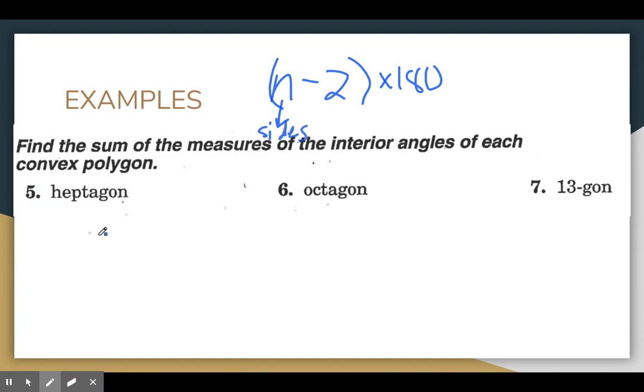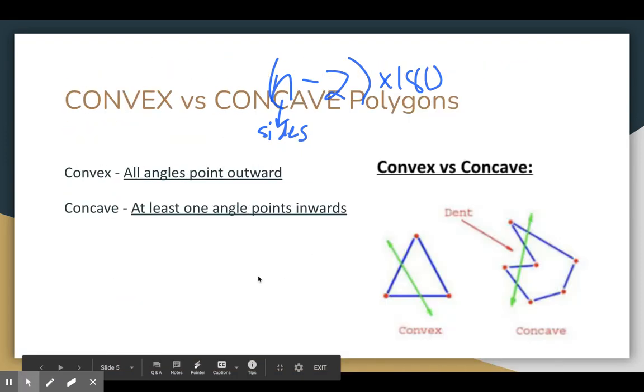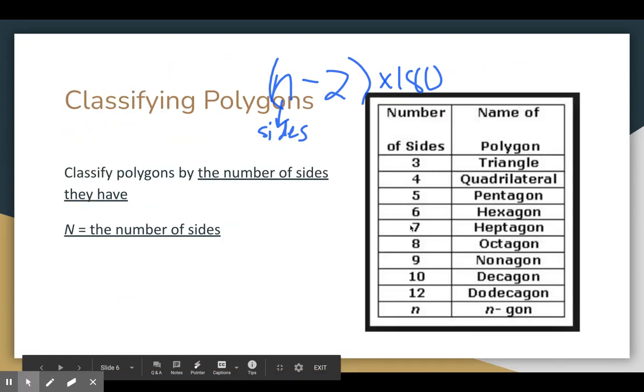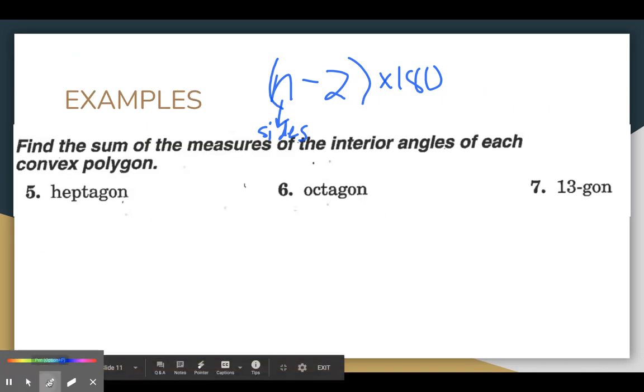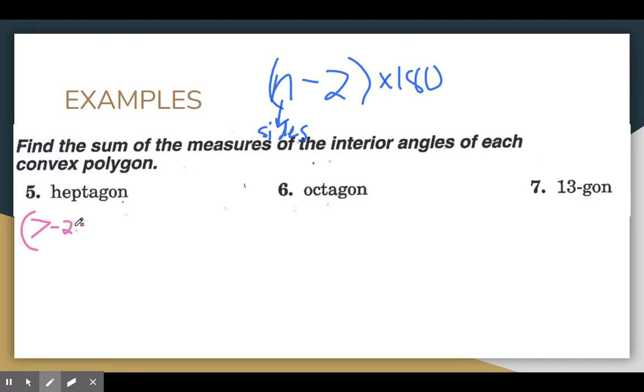All right, if we have a heptagon, remember you can even scroll back and look at your shape. A heptagon has 7 sides. So that means to find out how many degrees are in a heptagon, we simply do 7 minus 2 times 180, which ends up being 5 times 180, which ends up being 900 degrees.